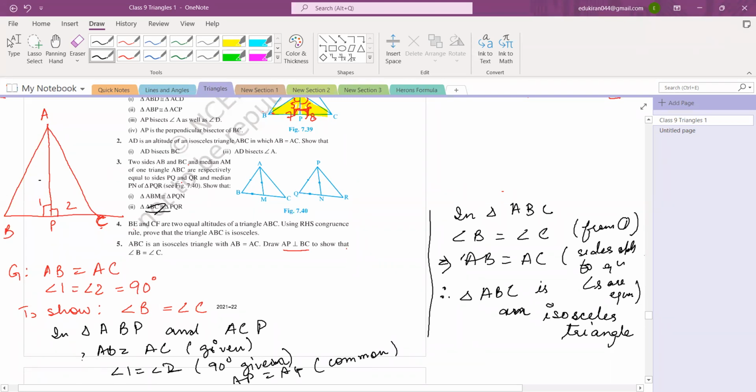So you have one side, one angle, another side. Which criteria? Ma'am, SAS. SAS. So these two triangles are congruent. Triangle ABP is congruent to triangle ACP. And by CPCT, angle B is equal to angle C. This is a very easy question.